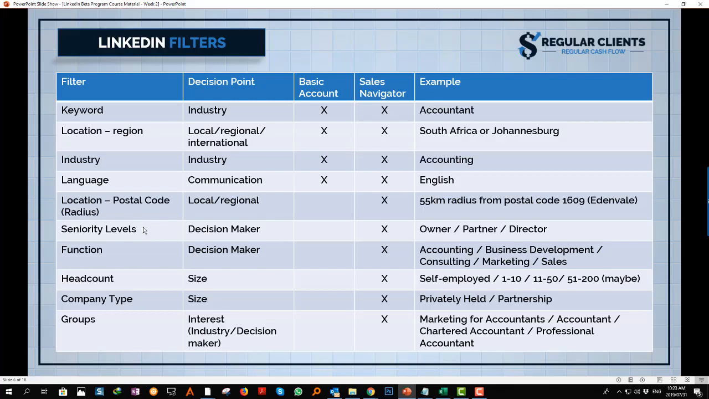Seniority levels, this one is great. This really allows us to get to the decision makers. So the decision maker is very important, and it depends on you, it depends on your niche, and it depends on who you're trying to speak to. So in my world, because my niche is accountants, I need people that are called owners, partners, or directors. Now, what you're going to find on LinkedIn is people call themselves different things. So you might think that they're going to call themselves an owner, or you might think they're going to call themselves a marketing manager, but they don't. They call themselves a marketing executive or a marketing director or a VP of marketing.